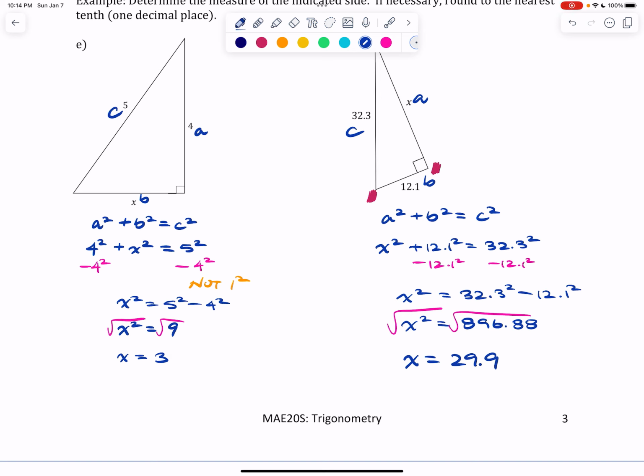So, as a conclusion, we'll say, since a squared plus b squared does not equal c squared, this is not a right triangle.